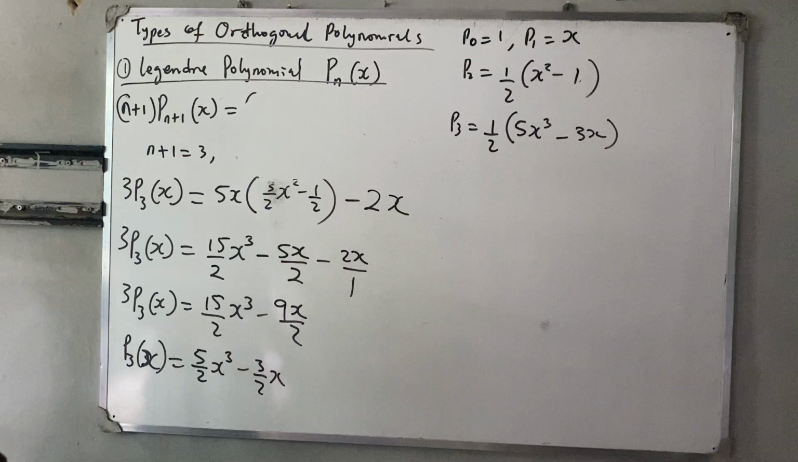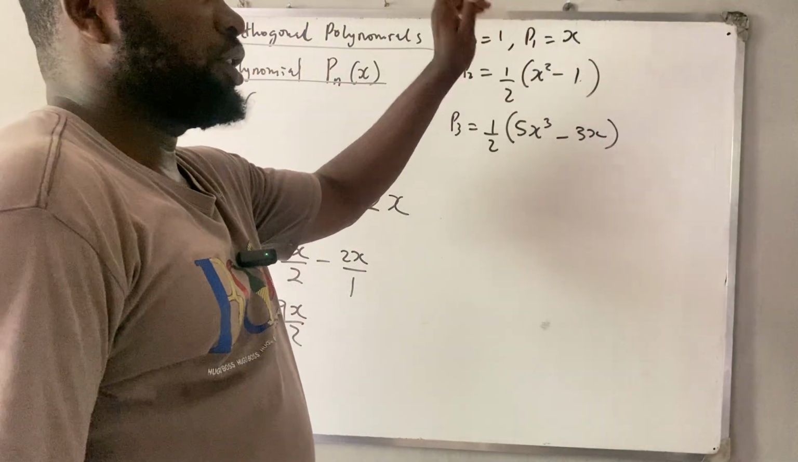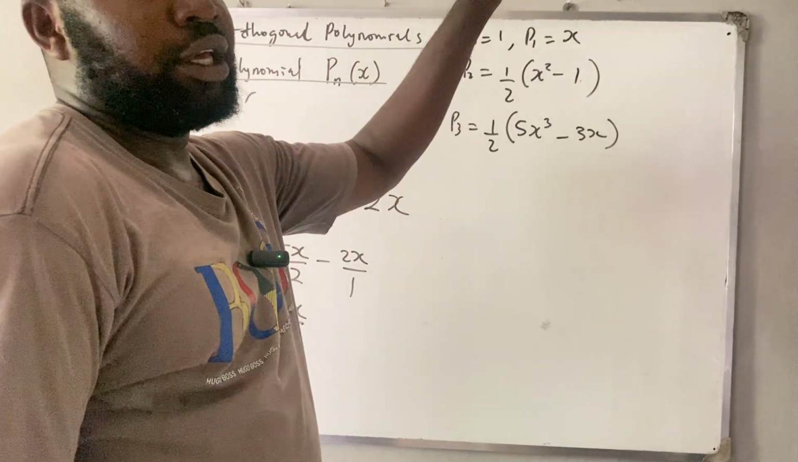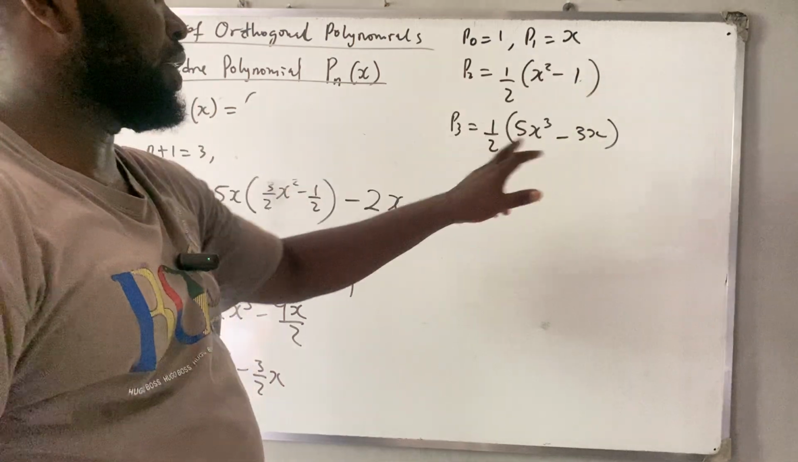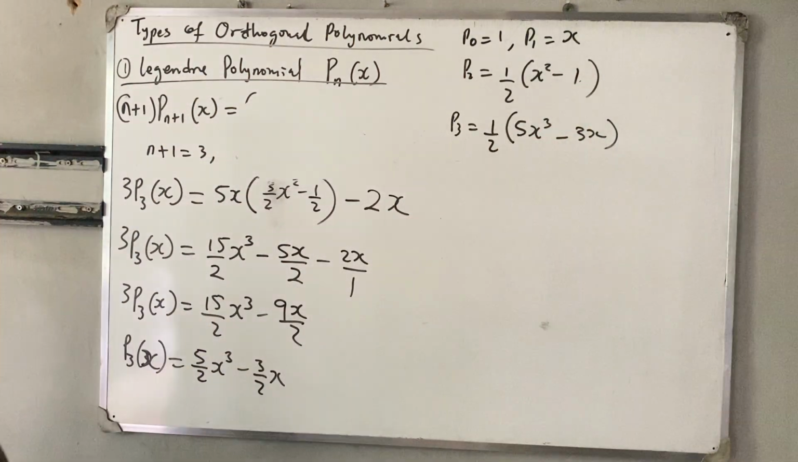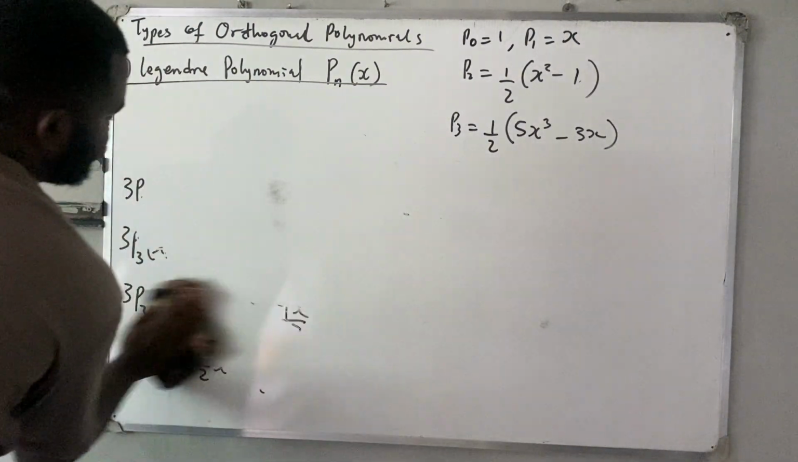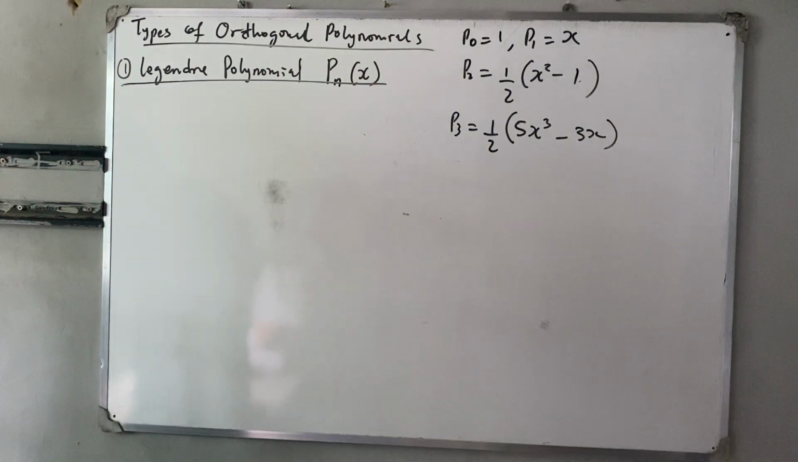Now, if you notice that your P0 shows x raised to power 0. P1, like I told you, x raised to power 1, the degree of the polynomial. P2, the degree of the polynomial is squared. P3, the degree of the polynomial is cubed. So you notice that, okay? So take note of that. So let's solve an example. And the example I'm going to solve is the question the lecturer gave us in class the day he taught us this. So let me write out the question.